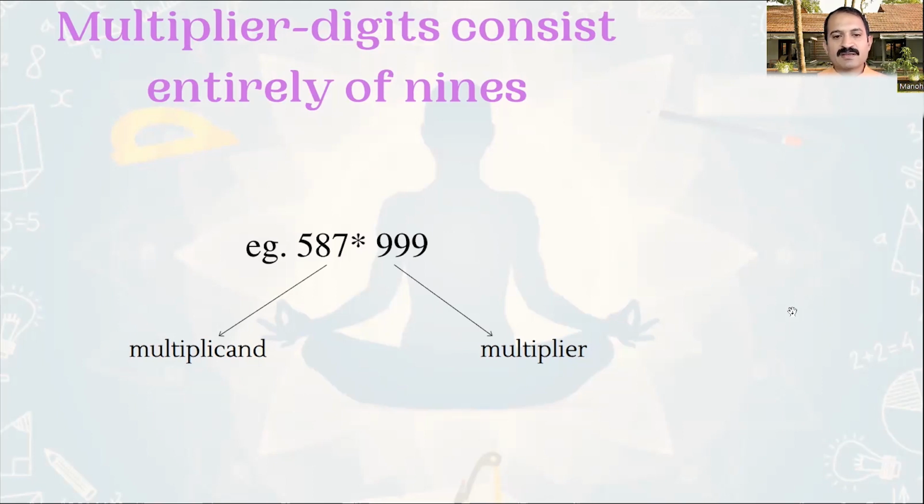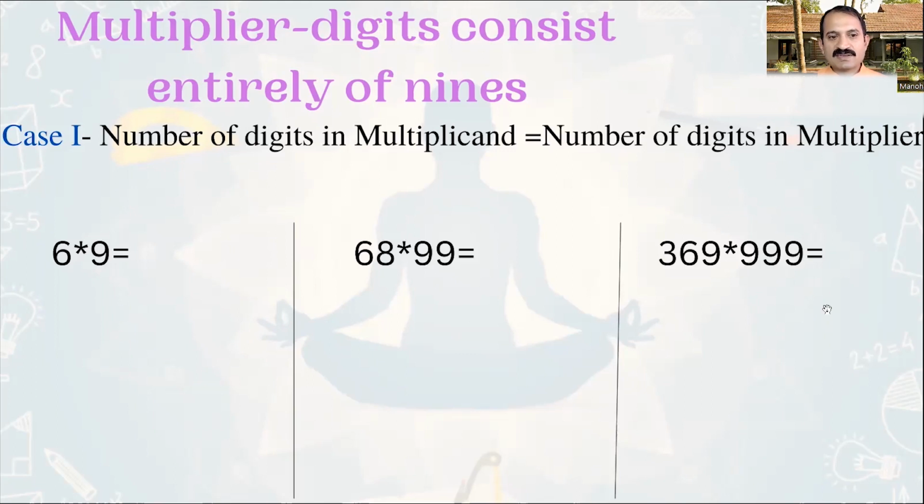That is our aim. So when the multiplier is full of 9s, series of 9, there are 3 cases you can study. In first case, the number of digits in multiplicand is equal to number of digits in multiplier. In second case, the number of digits in multiplicand is less than the multiplier. And third case, the number of digits in multiplicand is greater. So first thing is number of digits in multiplicand and multiplier are same.